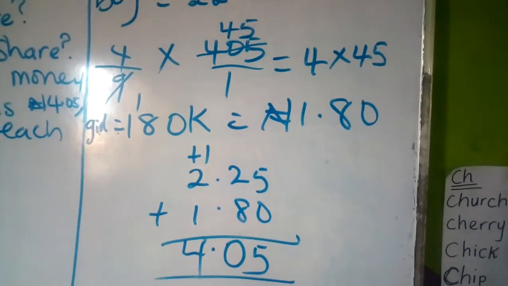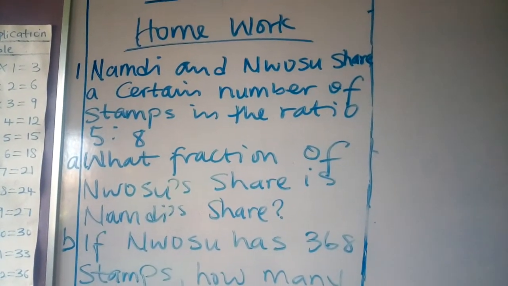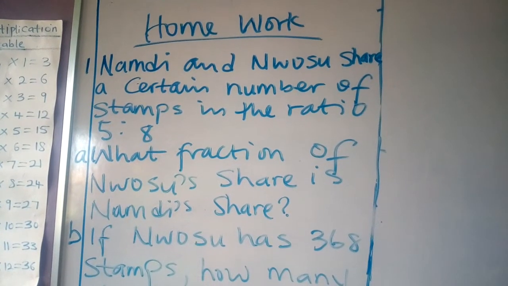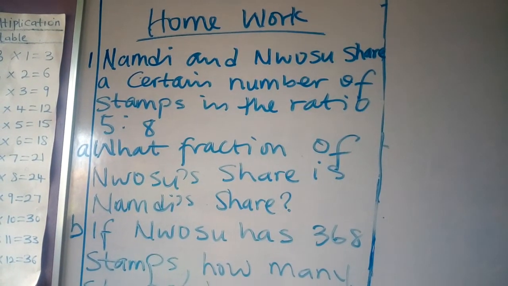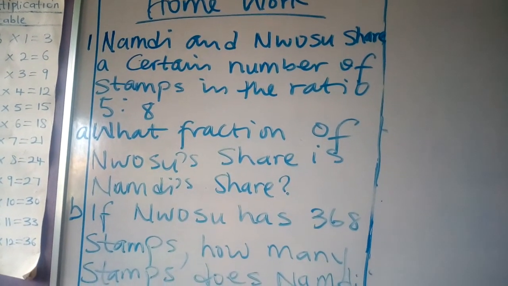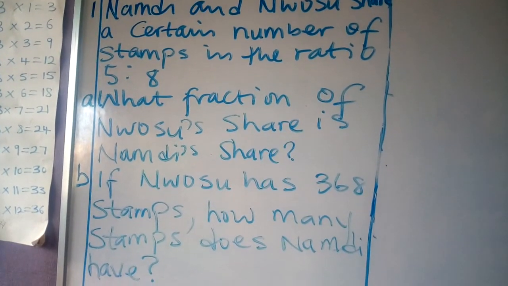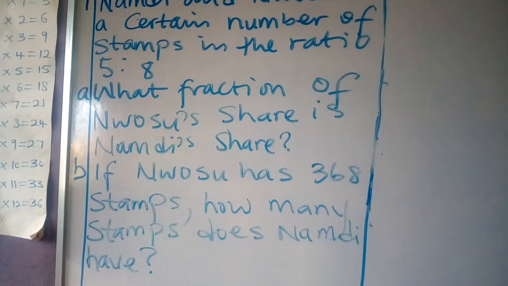Now for your homework, you are going to be doing this number 1. Nnamdi and Wonsu share a certain number of stamps in the ratio 5:8. For A, what fraction of Wonsu's share is Nnamdi's share? For B, if Wonsu has 368 stamps, how many stamps does Nnamdi have?